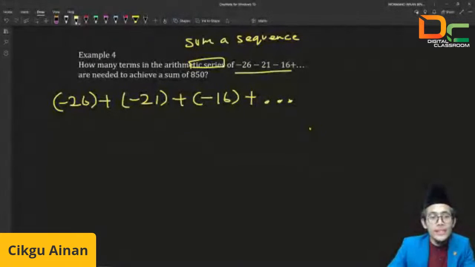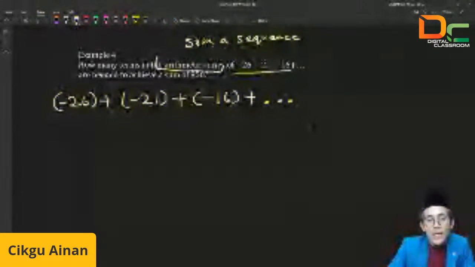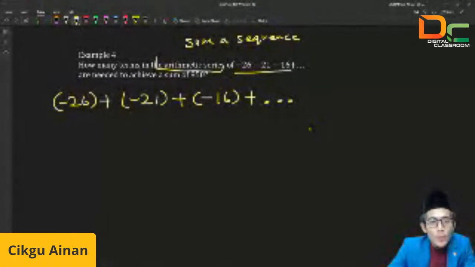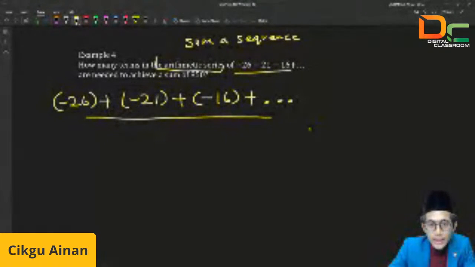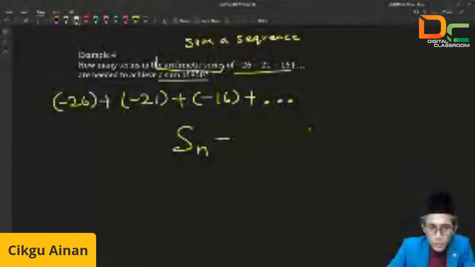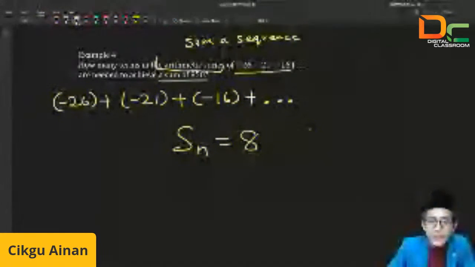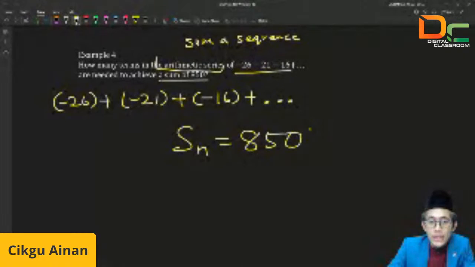From here we can see this is really a sequence, whether it's arithmetic or not. The question said already. So this one looks better. How many terms in this series are needed to achieve a sum of 850? A sum of 850. We don't know how many terms. What we know is it sums to 850.